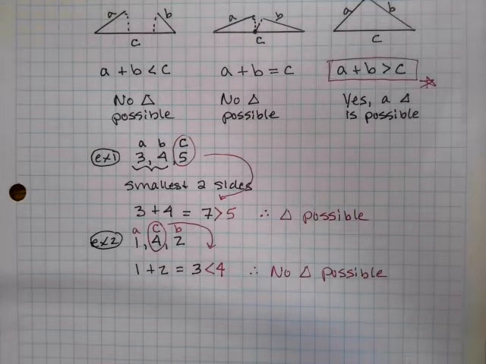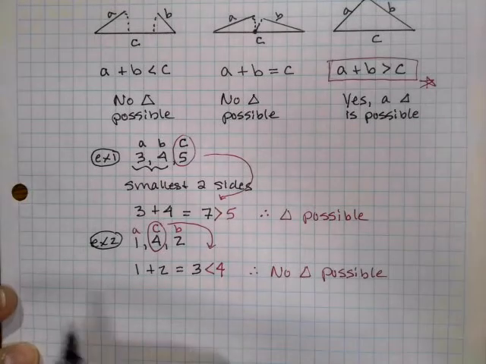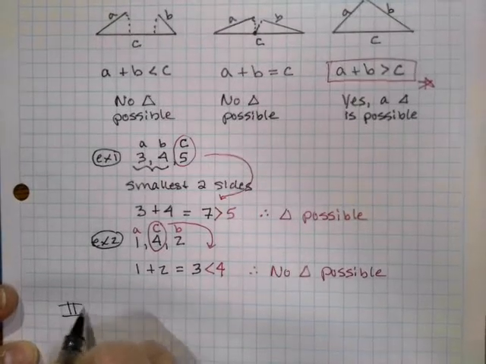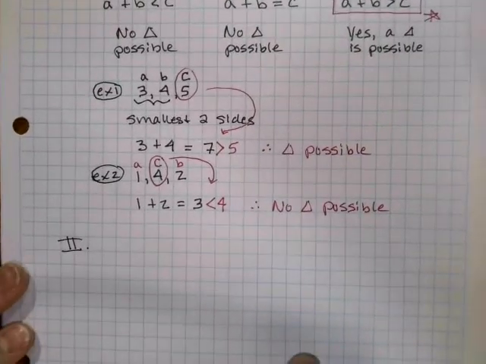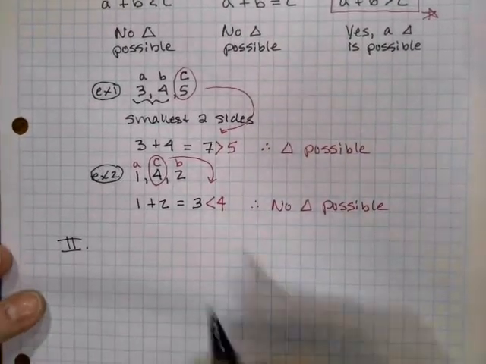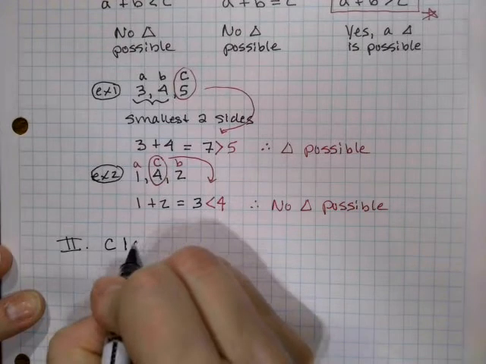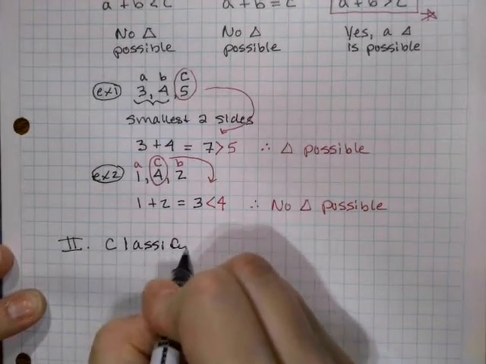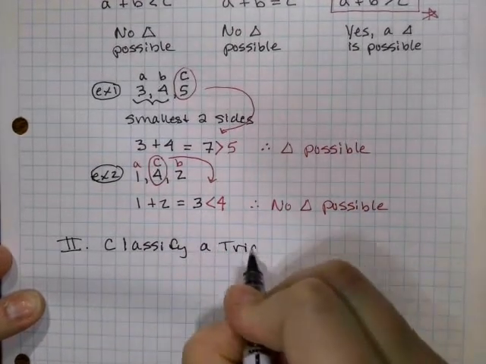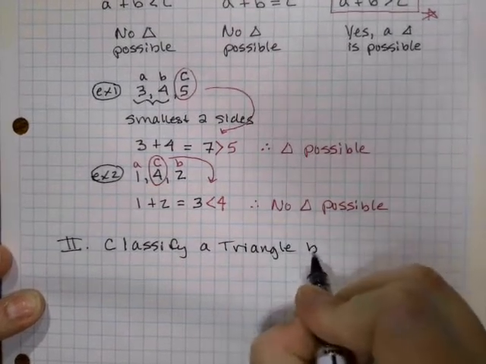So that's the test to determine if a triangle is possible. You add the smallest two sides together and decide if the sum is larger than the third side, always being the longest side. All right, so now that we know how to determine if a triangle is possible, let's get into classifying. We are going to classify a triangle by side lengths.